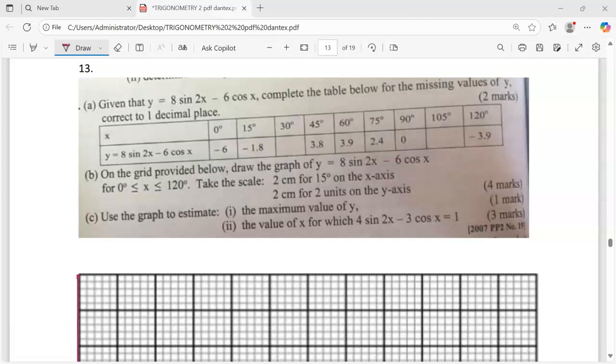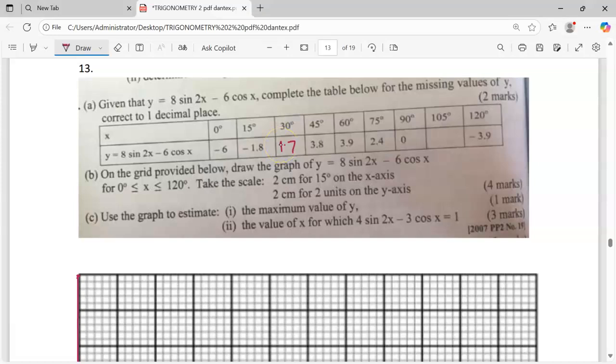So for 30 degrees, we are going to have 8 sin 2 times 30, which is 60. So we are going to have 8 sin 60 minus 6 cos 30. And that one is going to give us 1.7.